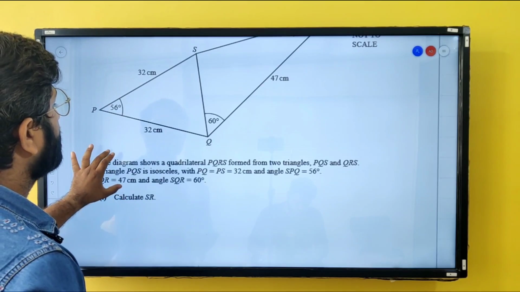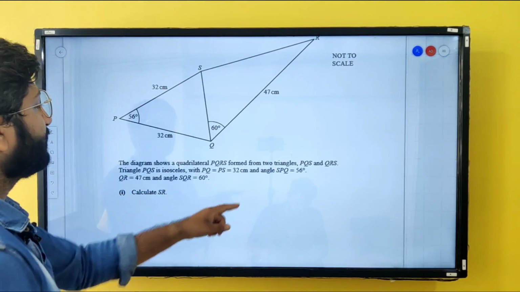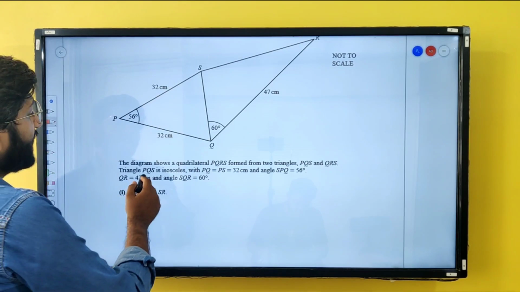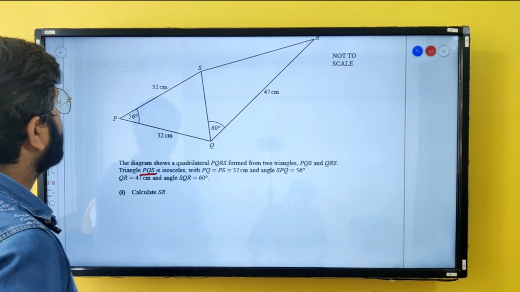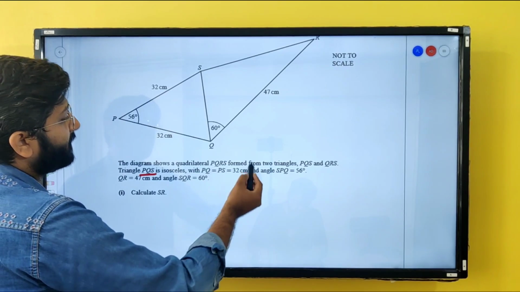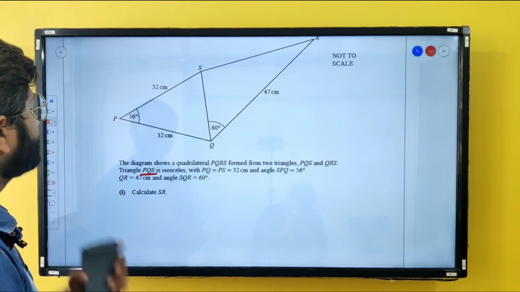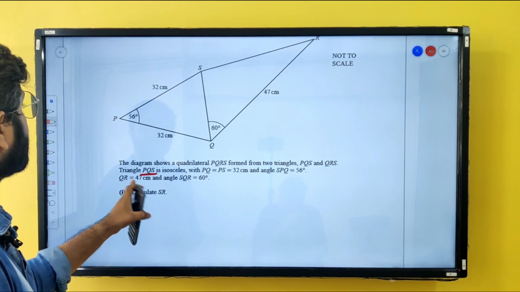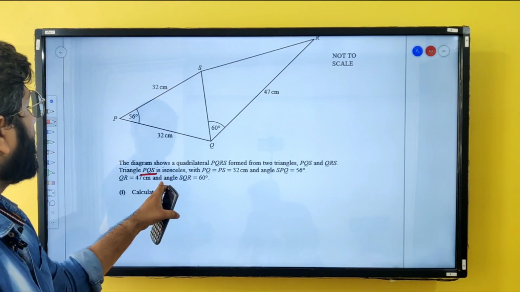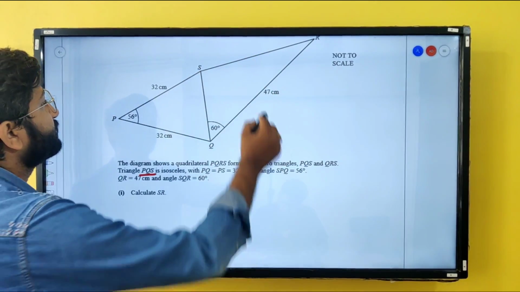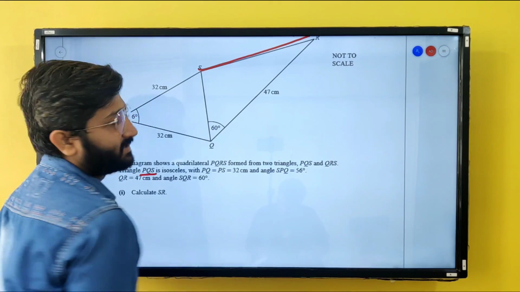The diagram shows quadrilateral PQRS formed by two triangles. Triangle PQS is an isosceles triangle with PQ and PS equal to 32 centimeter, and angle SPQ is equal to 56. QR is equal to 47, angle SQR is equal to 60. Find SR. We are supposed to find this side SR.